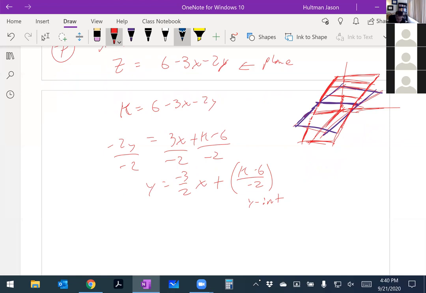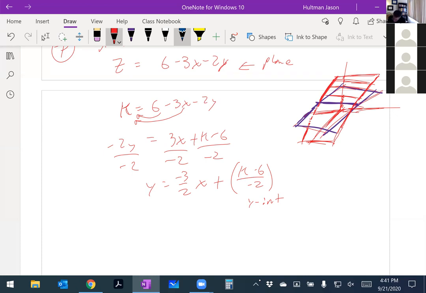Isn't it 2y? Oh, is it 2y? Oh, wait. Yeah, 2y. Did I mess it? It's 2y, not negative 2y. Well, I tossed these guys to the other side. Did I not? Oh, okay. Does that make sense? I think I'm good.